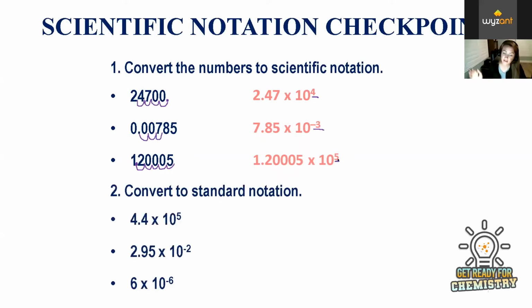Okay, and then sometimes your teachers will have you convert into standard notation instead. The same thing can be thought for this. These are numbers that are already in scientific notation, and we're converting them into standard notation. So why do we do this? Just so you can grasp the size of these numbers. If you see 4.4 times 10 to the fifth, this is a really large number.